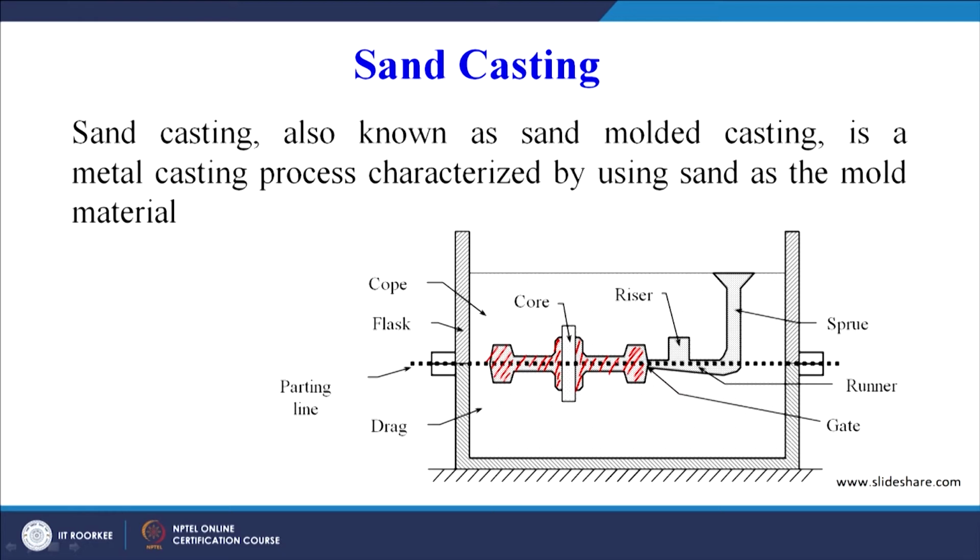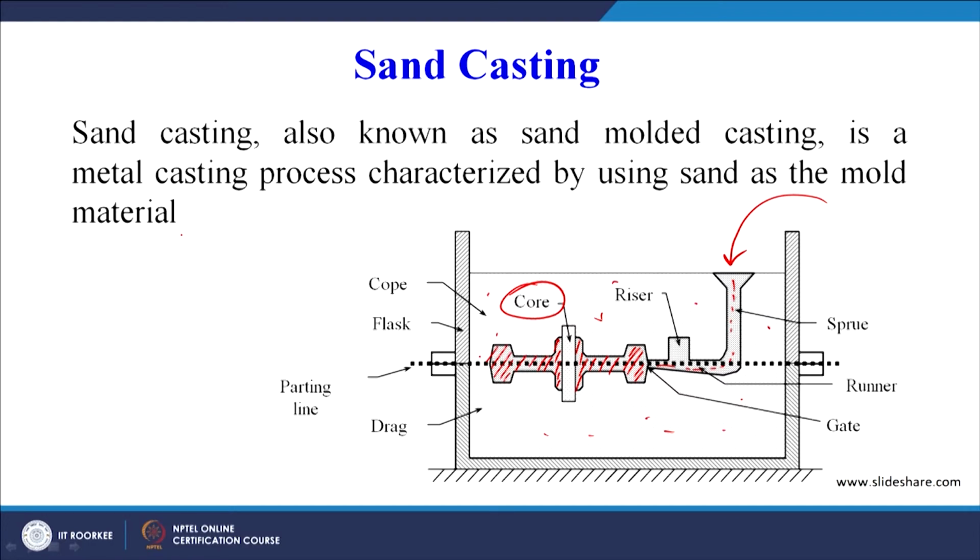This is the final product that will come out, and this is a core which is used for creating a hollow section in the casting. So the important point is we bring a molten metal and we pour it into the sprue. The metal moves through this gating system and enters the mold cavity, and after solidification we are able to produce our final product. So the sand casting, also known as sand mold casting, is a metal casting process characterized by using sand as the mold material. So this is the sand, and we make a mold in the sand.